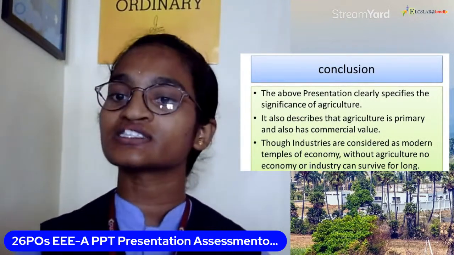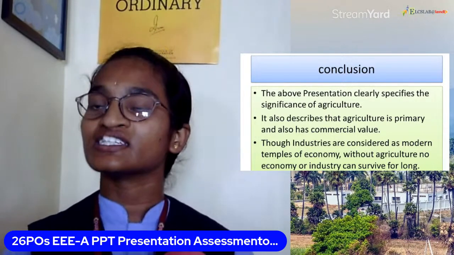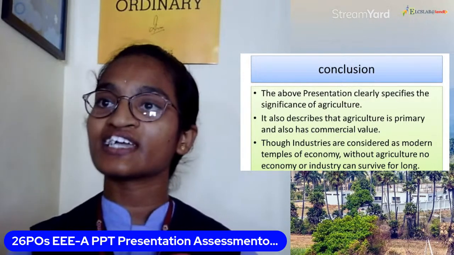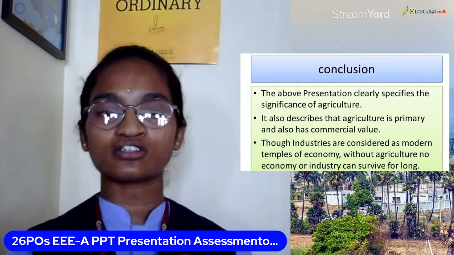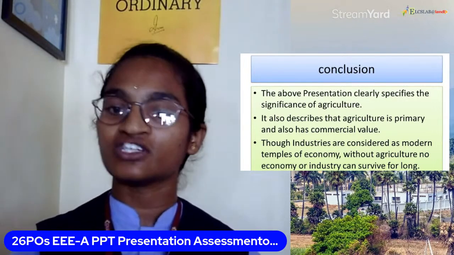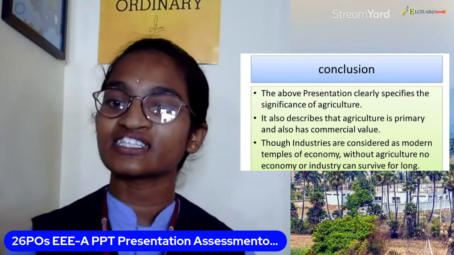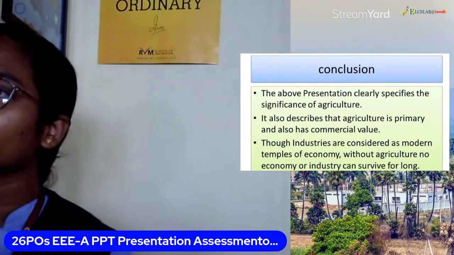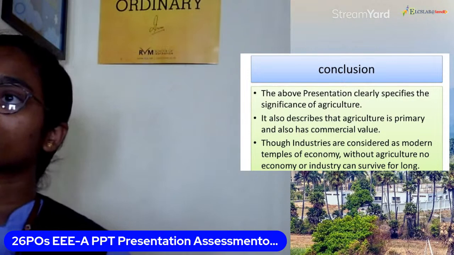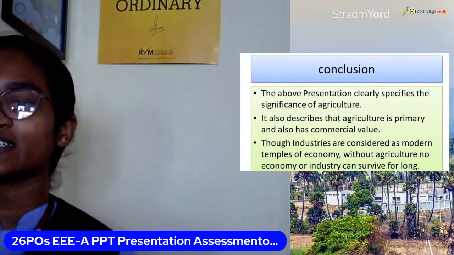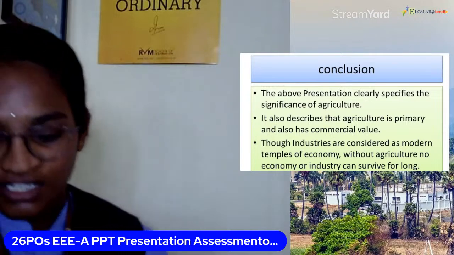The above presentation clearly specifies the significance of agriculture. So it describes that agriculture has primary and also commercial value. Agriculture is most important in our livelihood. Though industries are considered the modern temples of the economy, we can develop agriculture instead of industries. Without agriculture, no economy or industry can survive for long.